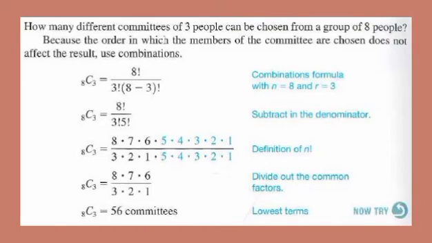So the next thing we will do is cancel 5 times 4 times 3 times 2 times 1 with the one under it. So let us now divide out the common factors, which leaves 8 times 7 times 6 divided by 3 times 2 times 1. If we multiply 8 times 7 times 6, the answer is 336. And if we multiply 3 times 2 times 1, the answer is 6. So 336 divided by 6 is equal to 56 committees.